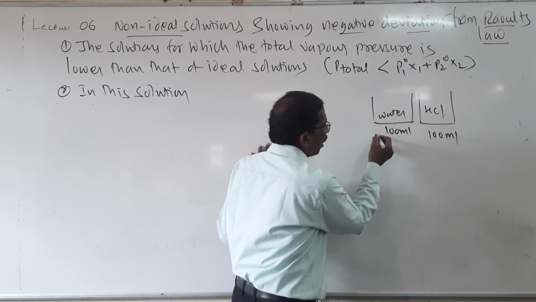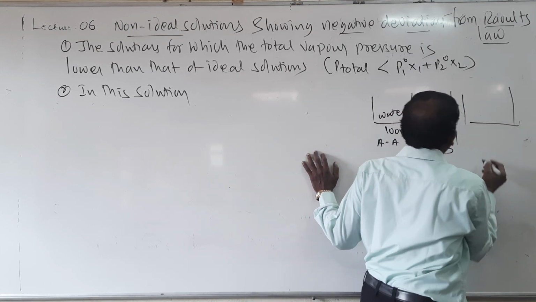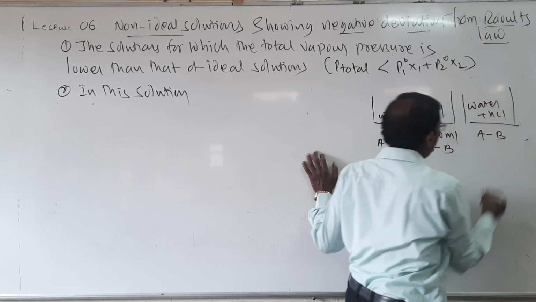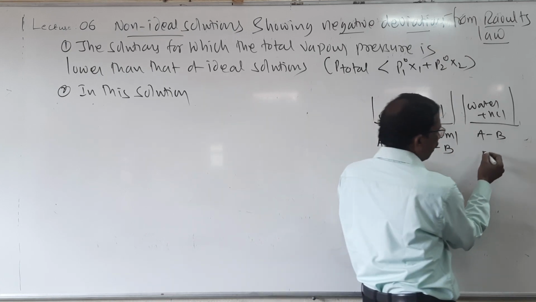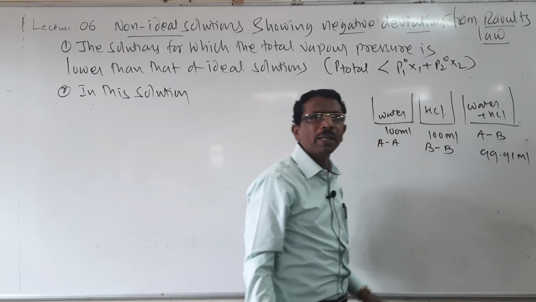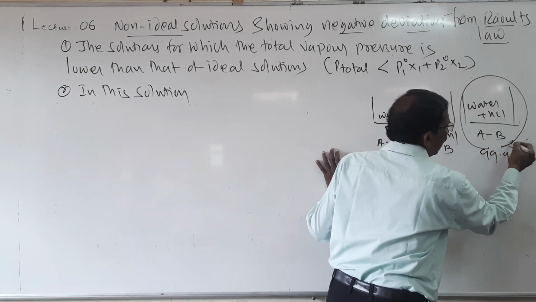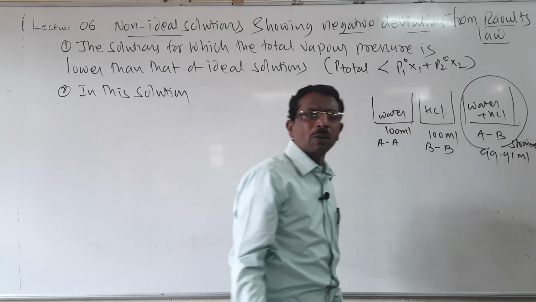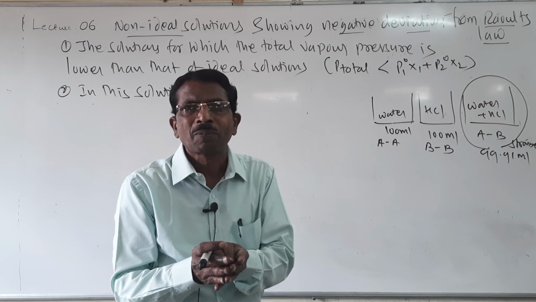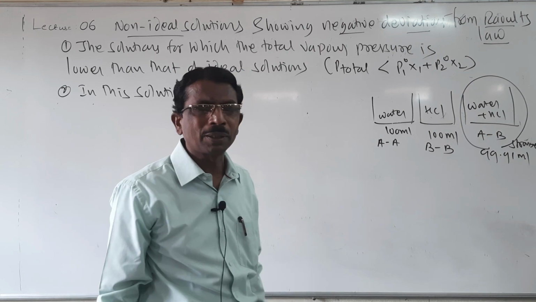So here, if you call one component A and the other component B, and when both the components are mixed, water plus HCl, it is AB. Look here, 100 ml plus 100 ml, and here it becomes 199.9 ml. The volume decreases slightly because the intermolecular attractive force between AB is stronger. The molecules stay very close to each other, and therefore the volume decreases and heat is evolved. It is an exothermic reaction.